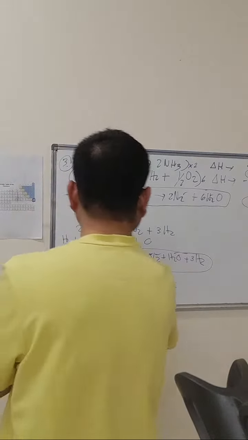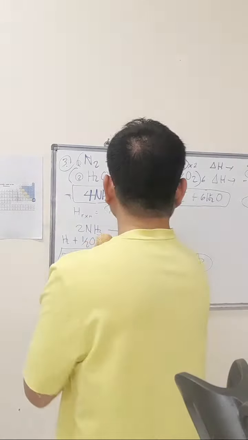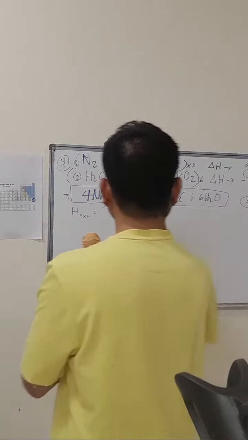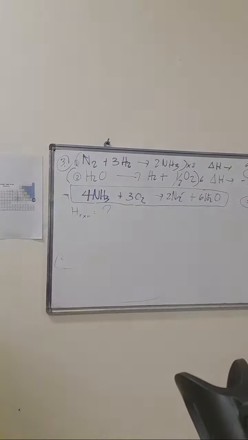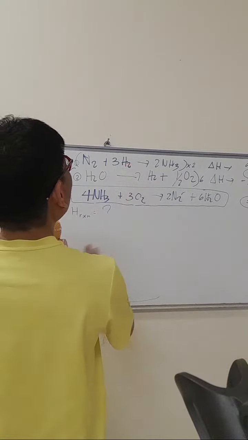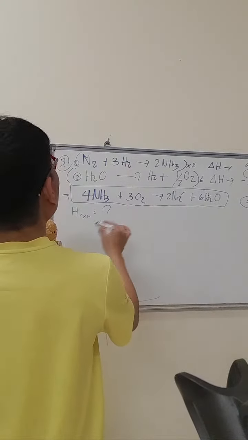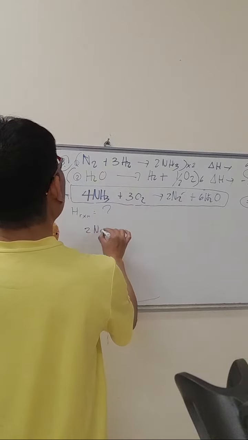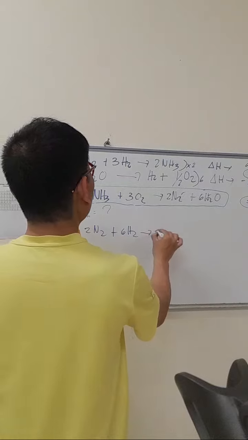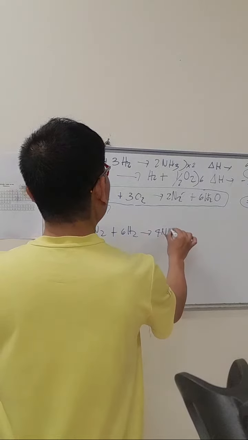No more space in my whiteboard. So I have to erase like this, guys, ha? Just take note on your blank sheet of paper because I cannot explain very well if I will not erase. Okay, it's gonna be 2 moles of nitrogen gas plus 6 moles of H2 is equals to 4 moles of ammonia.